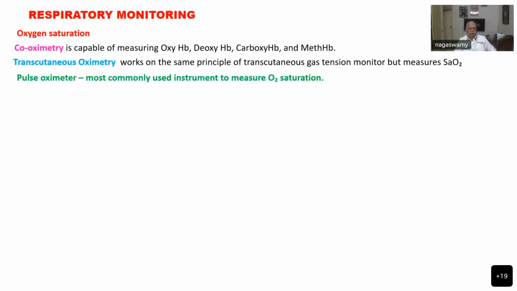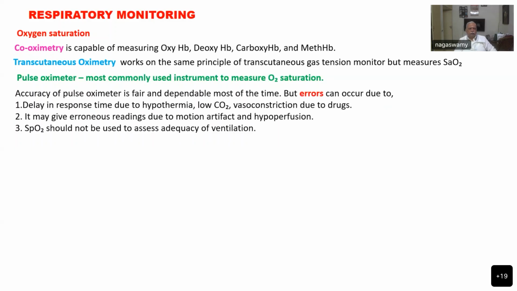Whereas the pulse oximeter is the most commonly used instrument to measure oxygen saturation. The accuracy of pulse oximeter is fair and dependable most of the time, but errors also can occur due to delay in response time due to hypothermia or low carbon dioxide or vasoconstricting drug usage.